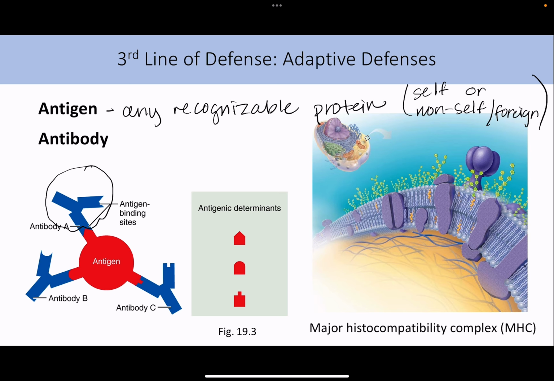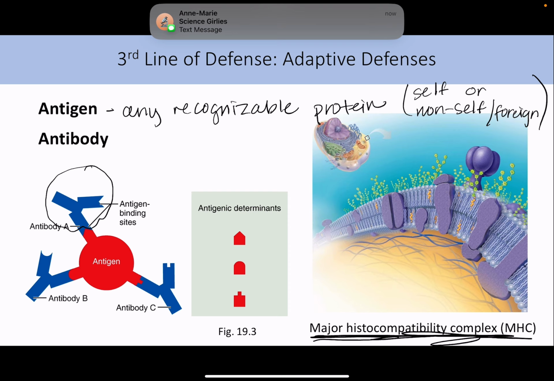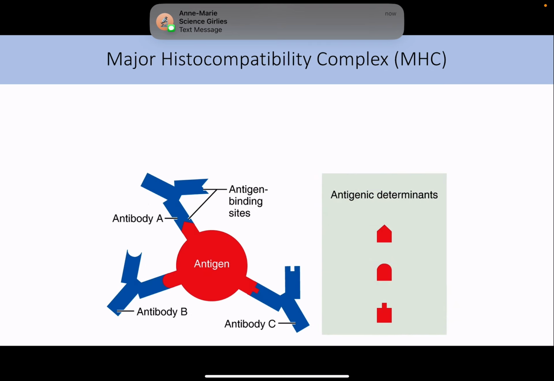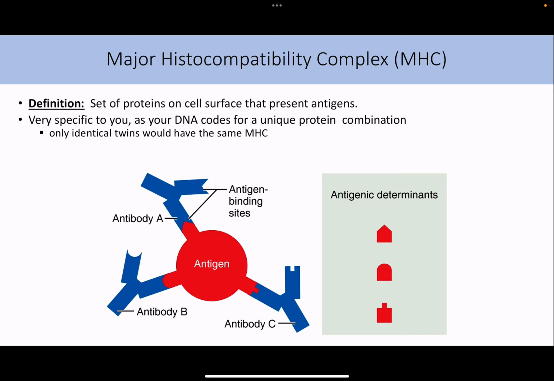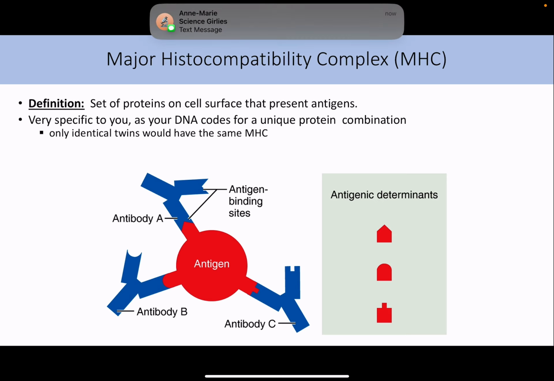So we're going to talk about a specific self-antigen called the major histocompatibility complex. So that's here. The major histocompatibility complex is a set of proteins on the cell surface that present antigens. It is very, very specific to you, as your DNA codes for a unique protein combination. Only identical twins will have the exact same MHC. So everyone's is going to be different.